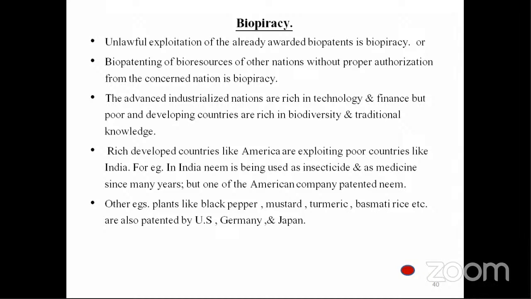Okay. The advanced industrialized nations are rich in technology and finance, but poor and developing countries are rich in biodiversity and traditional knowledge. So rich developed countries like America are exploiting poor countries like India. For example, in India, neem is being used as insecticide and as medicine since many years, but one American company patented neem. Okay. Other examples, plants like black pepper, mustard, turmeric, basmati rice, etc. are also patented by the United States, Germany and Japan.